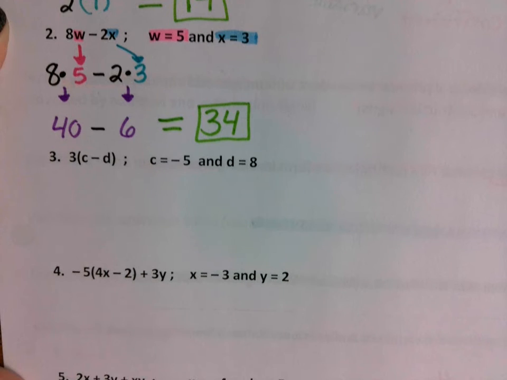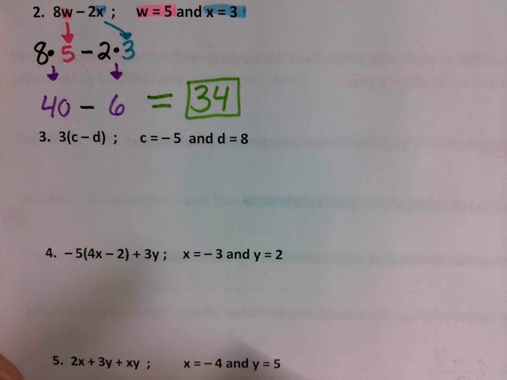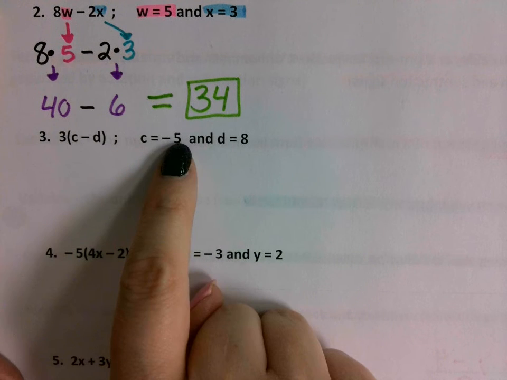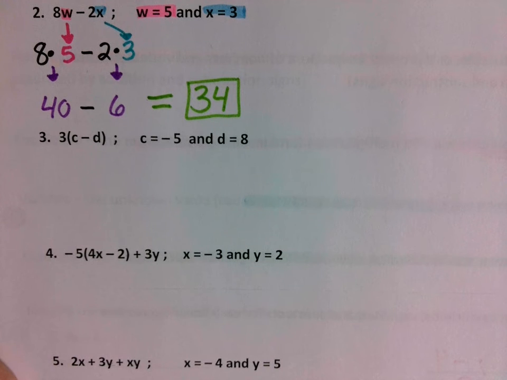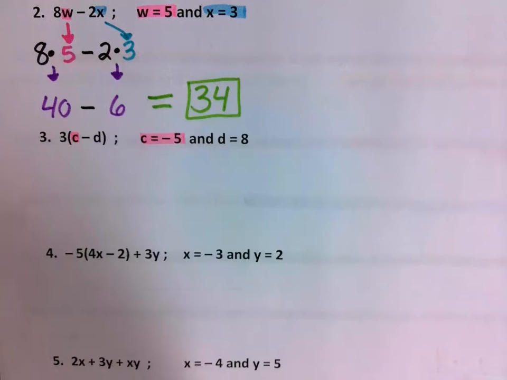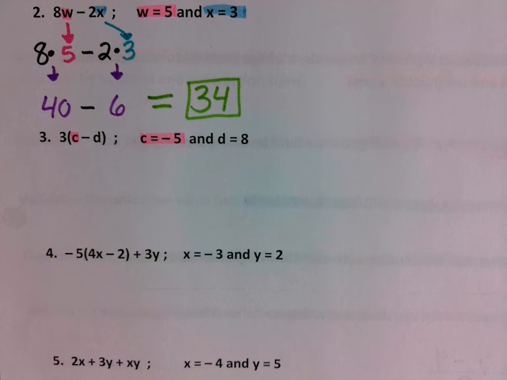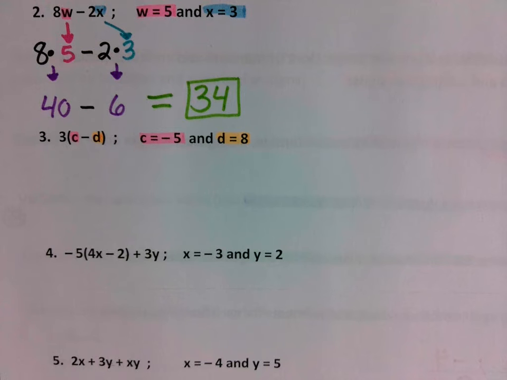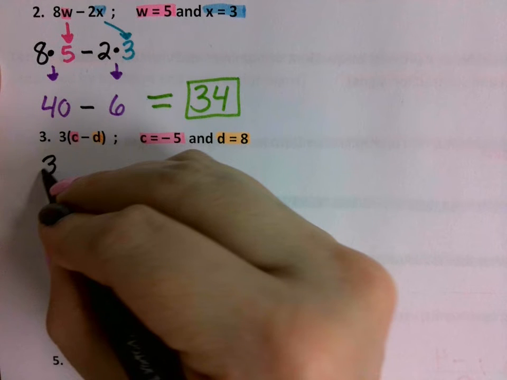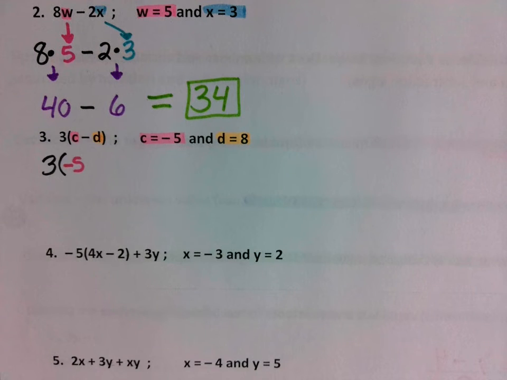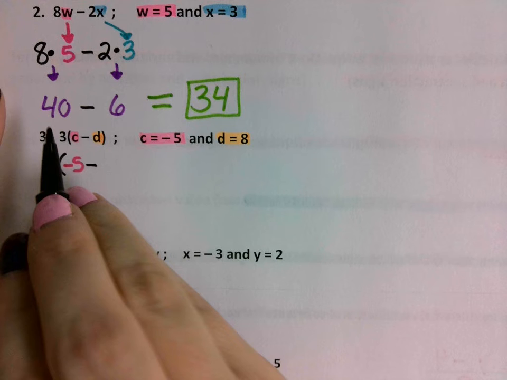All right, we have 3 times c minus d. c is a negative 5. d is a positive 8. Okay, so we're going to replace everything that we see that has a c with a negative 5. Everywhere that we see the letter d, we're going to replace that with an 8. So that means I'm going to have 3 times the quantity of negative 5 minus, because I have a minus sign here, that minus sign comes down here, 8.